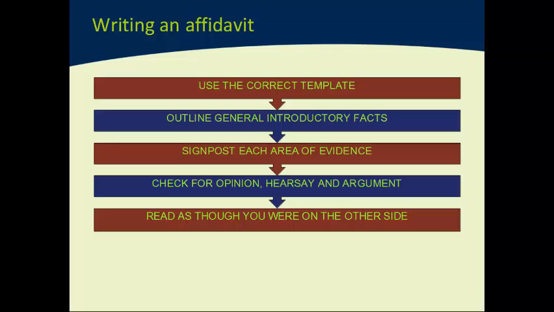The final thing to do after you've written the affidavit is read it as though you were on the other side. If you were arguing the case for the other side, what would you make of this affidavit? Is there anything in there that you see as weak? Is there anything in there that you see as being ambiguously expressed? What would be your points of cross-examination if you were representing the other side? Once you've thought your way through these things, you can see that you've taken a critical approach to the affidavit and assisted the witness to write an affidavit which will leave them in a strong position when it comes to the case itself.